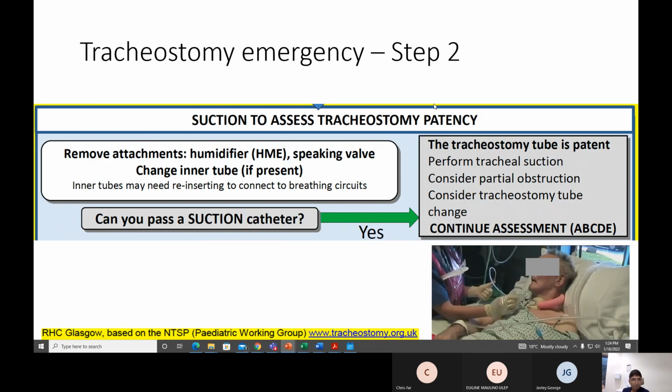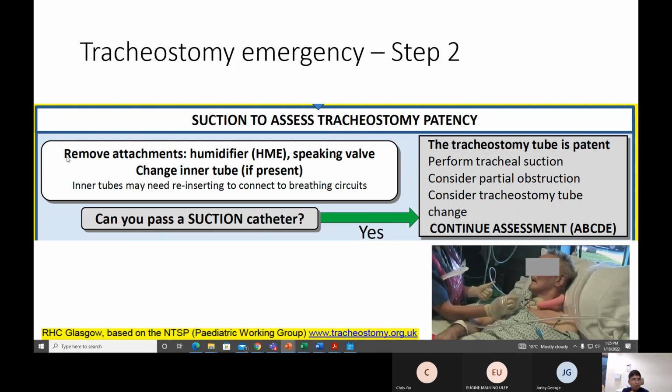So if the patient is still struggling with this, then you have to remove all the attachments. If you have an HME filter attached for humidification, remove it. A speaking valve is a one-way valve. The patient can breathe in through the tracheostomy, but breathe out through the patient's airway, and this helps the patient to talk. So it's sometimes applied to the tracheostomy to help the patient talk and communicate. If there is an inner tube, change the inner tube, but this is not usually present in pediatric tracheostomy.